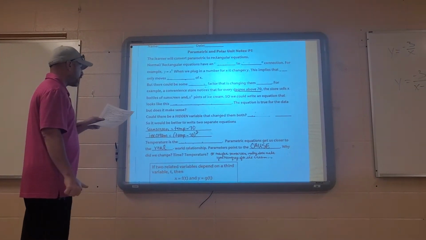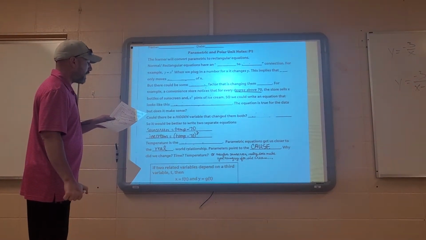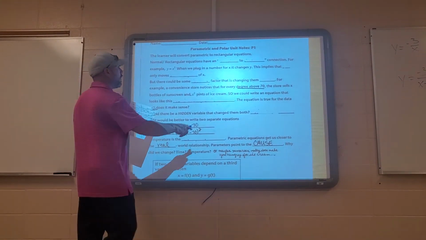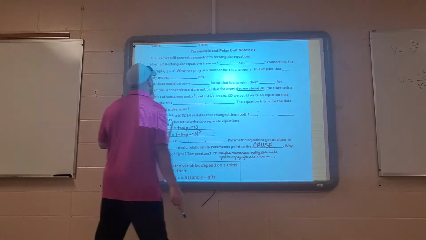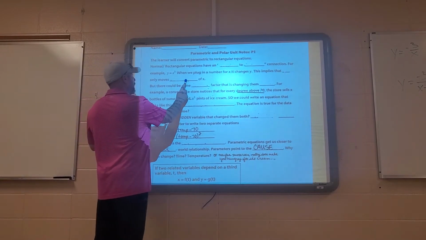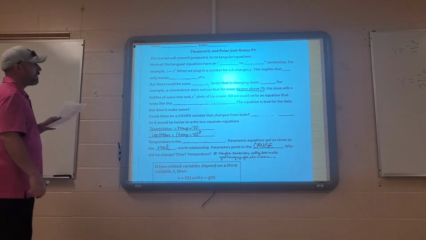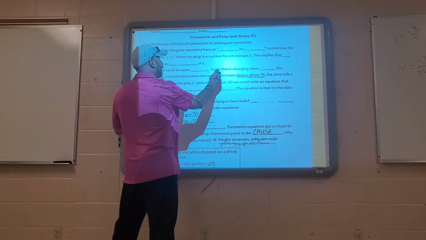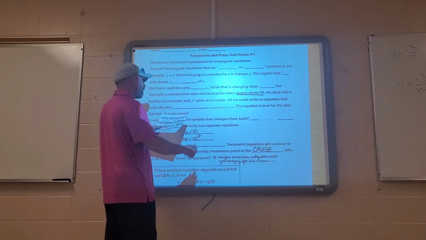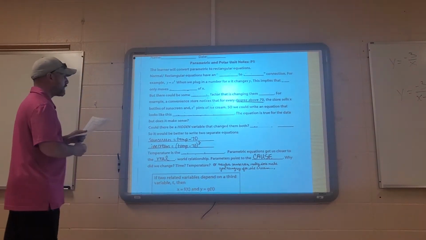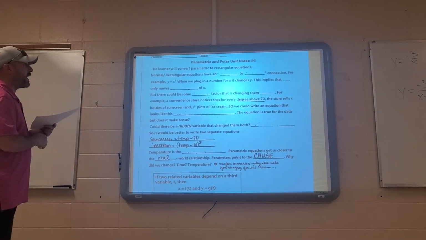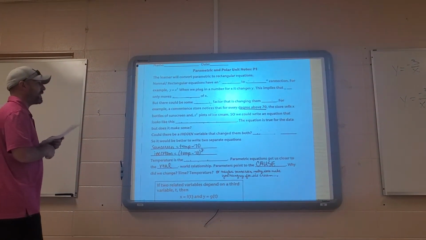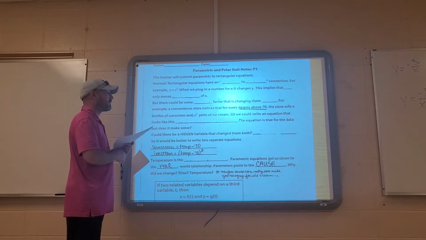For example, when y equals x squared, when we plug in a number for x, it changes y. This implies that y only moves because of x. But there could be some hidden factor that is changing them both. For example, a convenience store notices that every degree above 70, the store sells x bottles of sunscreen and x squared pints of ice cream.